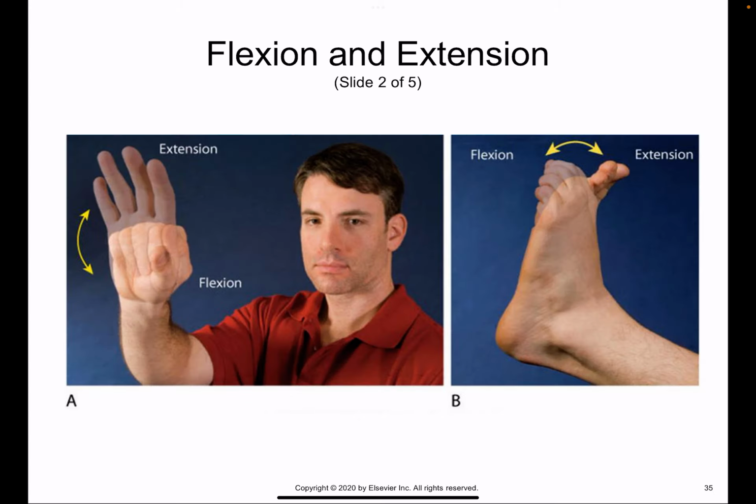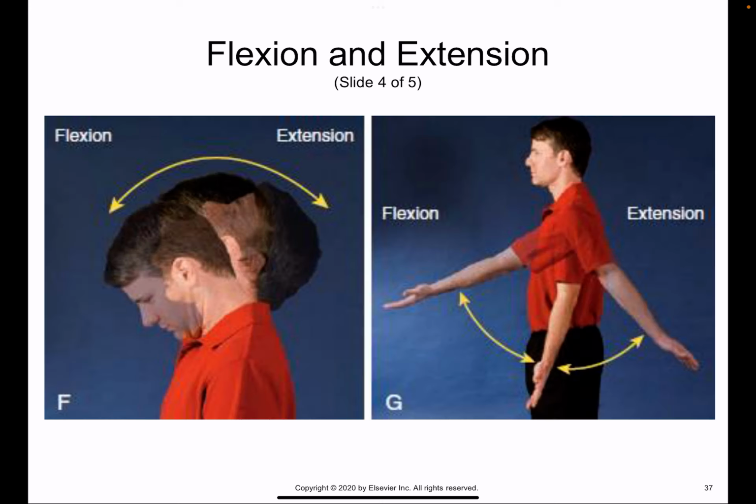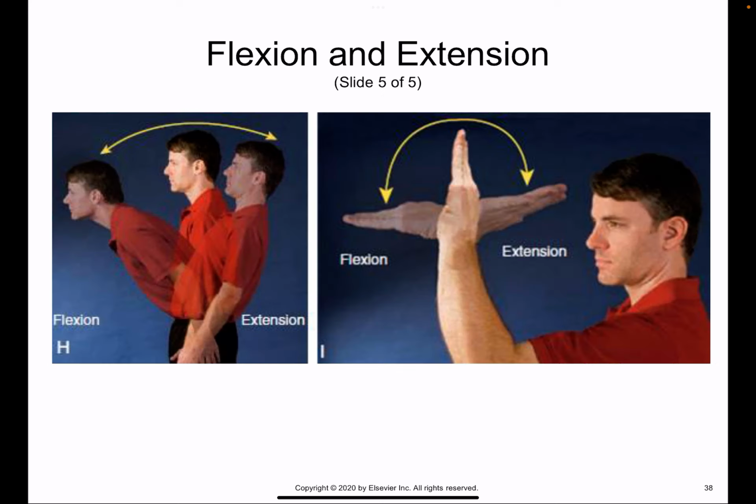So here we're seeing extension and flexion by opening and closing the wrist. And then we have extension and flexion through dorsiflexion and plantar flexion. Here is flexion and extension of the knee, flexion and extension of the hip, flexion and extension of the head, flexion and extension of the arm, and so on and so forth.